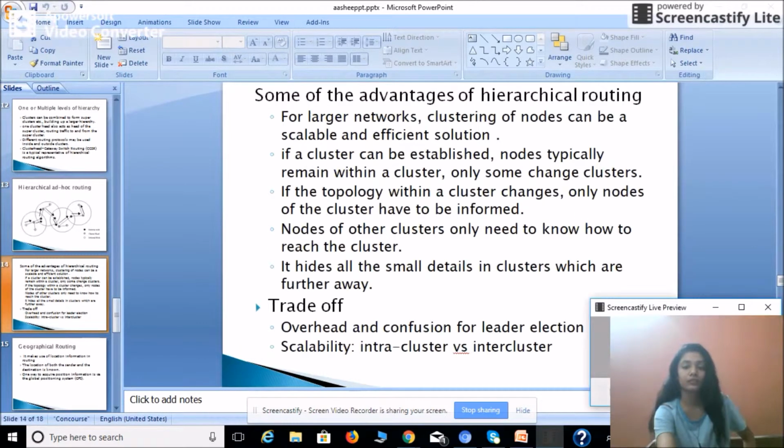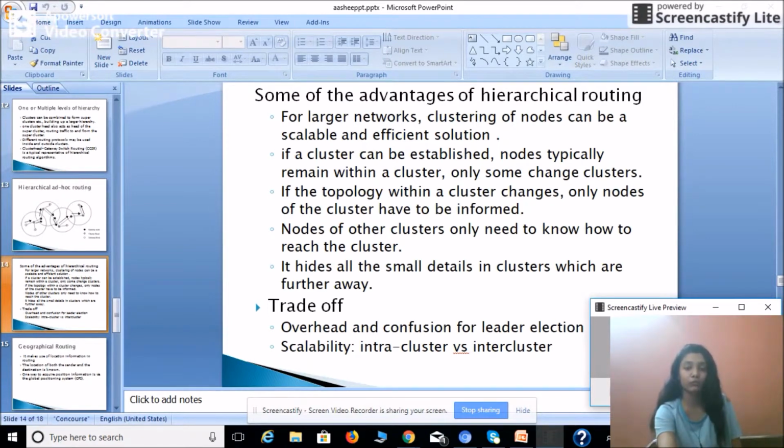Some of the advantages of hierarchical routing are: for larger networks, clustering of nodes can be a scalable and effective solution. As we know, we have many clusters in our network, so for large networks, it is a very efficient solution. If a cluster can be established, nodes typically remain within a cluster, and only some change clusters. If the topology within a cluster changes, only nodes of that cluster have to be informed.